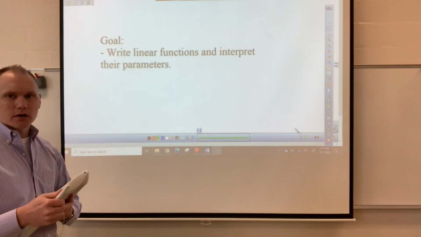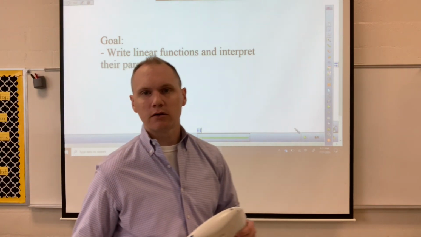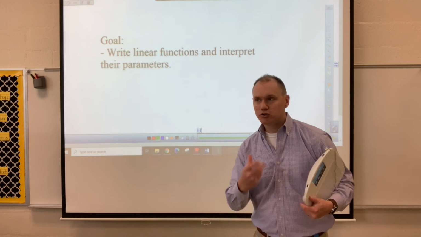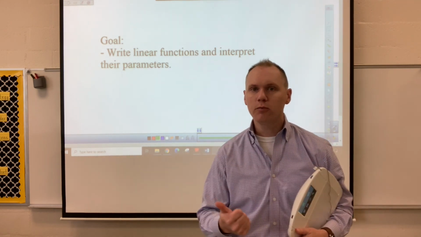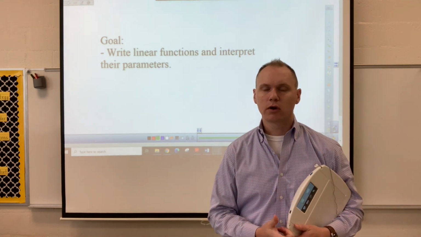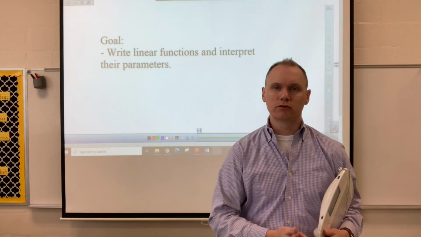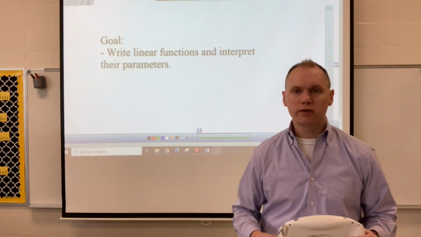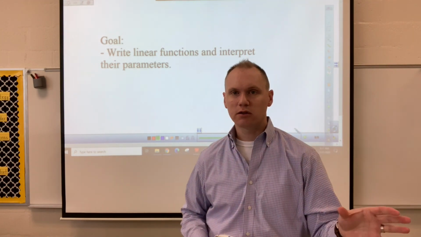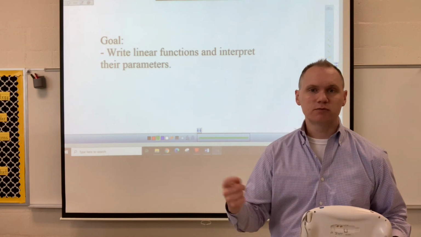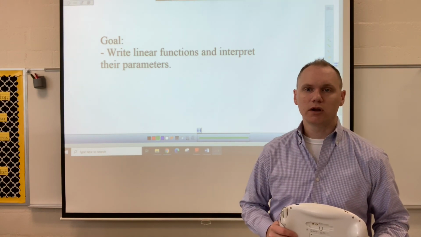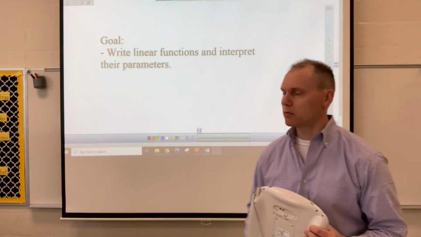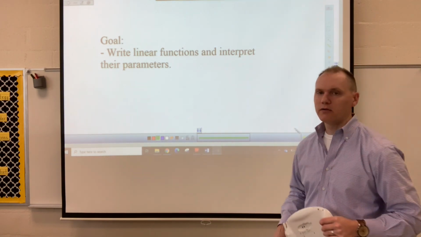Hopefully that gives you a good idea of how we can write linear functions and interpret their parameters. So we have really two main parameters in a linear function. We have the slope and we have the constant value, or the rate of change and the initial value. One of them stays consistent, constant throughout, whereas the other one changes based on the increasing number of your input value. So I hope that gives you a good idea of how to write those.